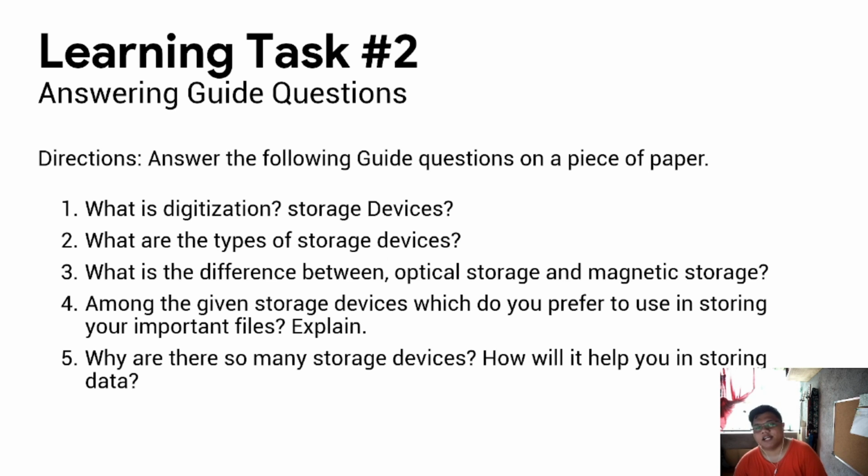For learning task number 2, Guide Questions. The direction is to answer the following guide questions on a piece of paper. Number 1, what is digitization and what do we mean by storage devices? So we discussed earlier what the process of digitization is and what these storage devices are. For number 2, what are the types of storage devices? And then number 3, what is the difference between optical storage and magnetic storage?